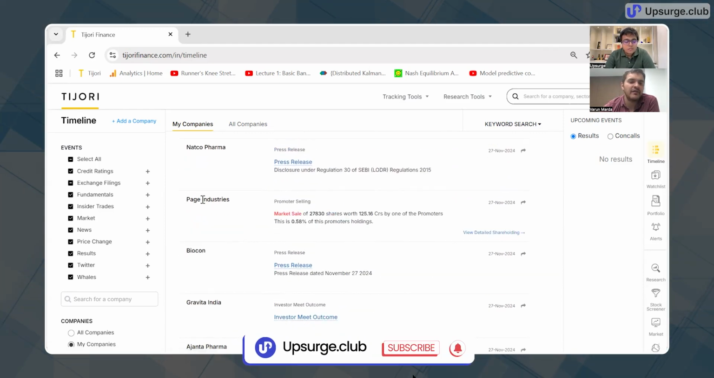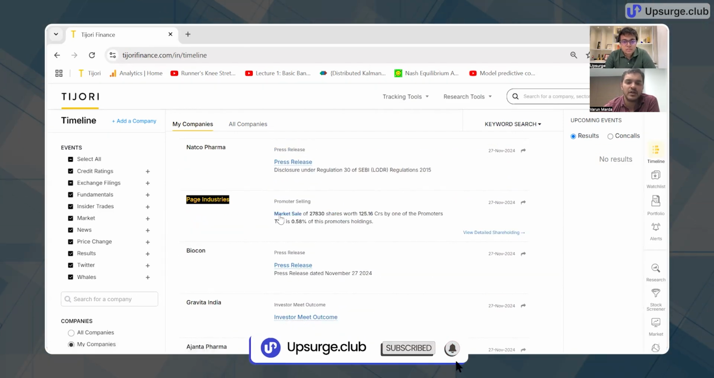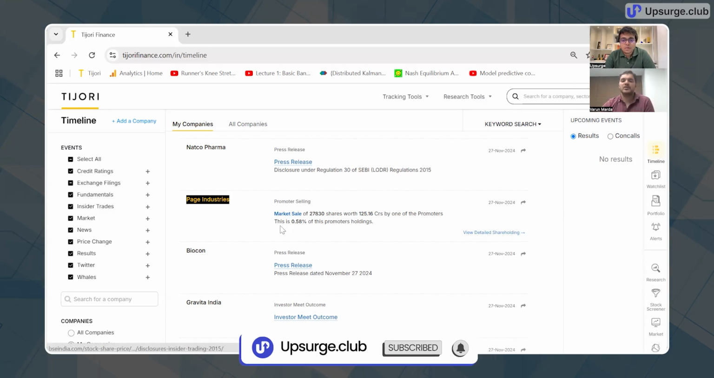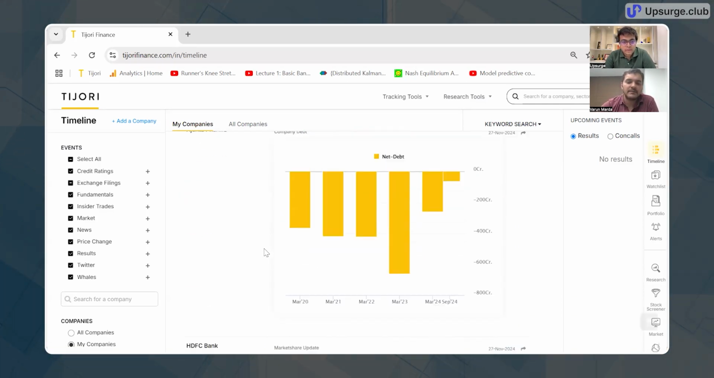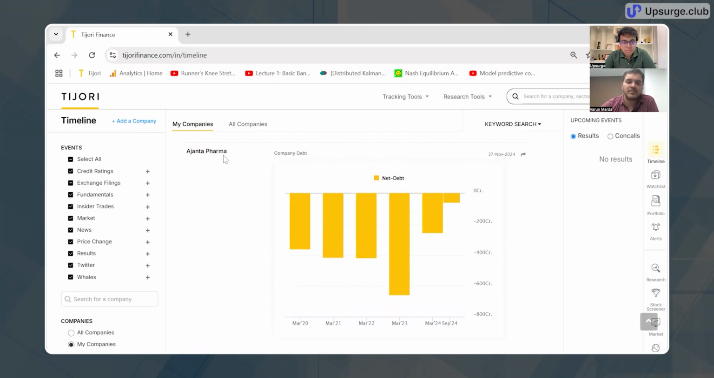This I find important: Page Industries promoter has sold shares. You're like, okay, why is the promoter selling shares in the company? Ajanta Pharma has updated its debt information. Debt is still negative, but it's going up, technically.